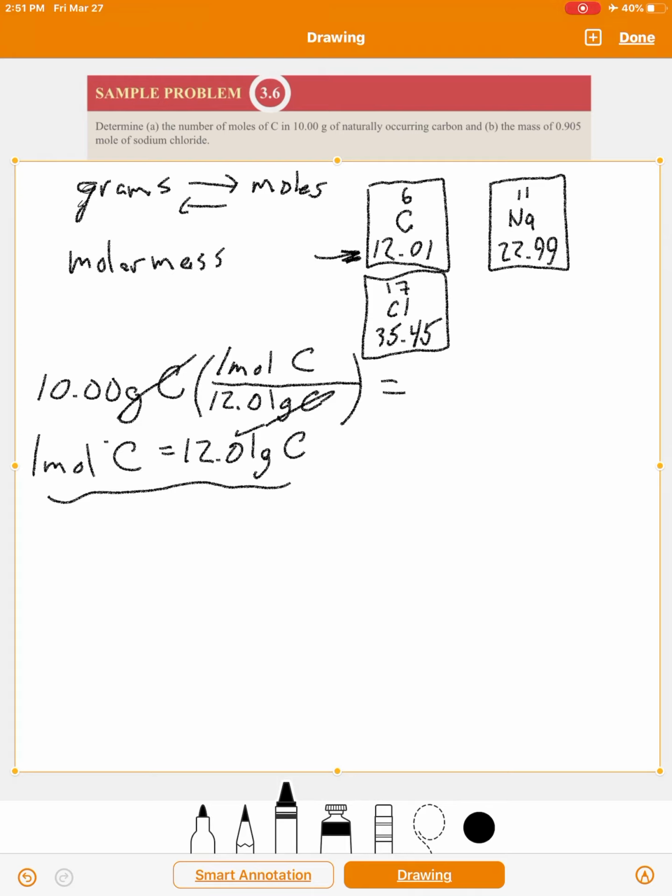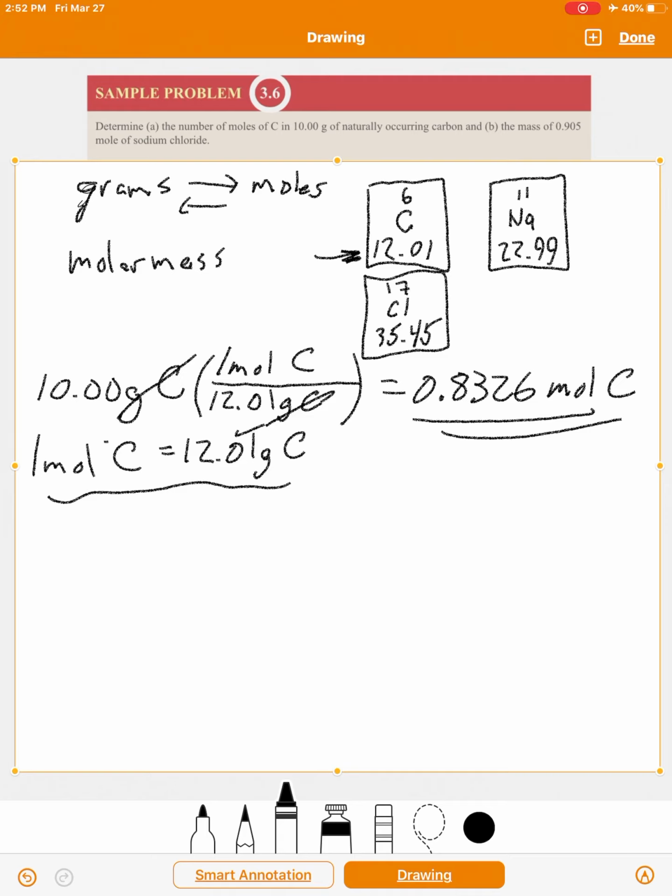So 10 grams divided by 12.01 is, now let's count the sig figs. Looks like we have 4 sig figs in each value. So 0.8326, and then the units would be moles of carbon. Okay? So this is unlike the conversion we did in sample problem 3.5. In sample problem 3.5, we were converting between the number of moles and the number of atoms. Here we're converting between the number of moles and the number of grams, the mass, how much they weigh. So we're not counting atoms, we're weighing them.